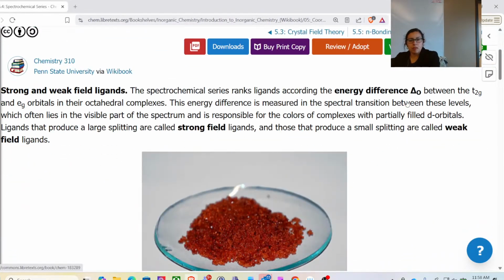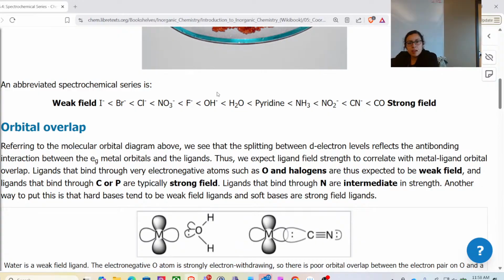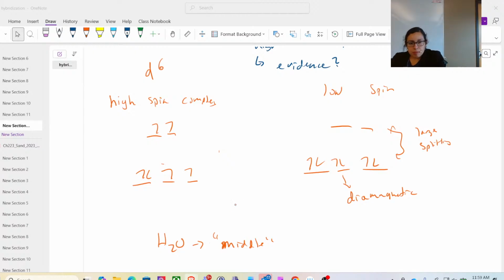this is a typical chart that we saw, refreshing back. Water is in the middle, so it is difficult to predict whether it's going to be weak field. Like we said, weak field ligands cause a smaller gap, and we would expect them to be high spin, because electrons can cross that energy gap. Versus strong field ligands: CO, like we mentioned, was particularly strong because of pi back bonding, so it has a larger gap and is low spin. And that's the debate.